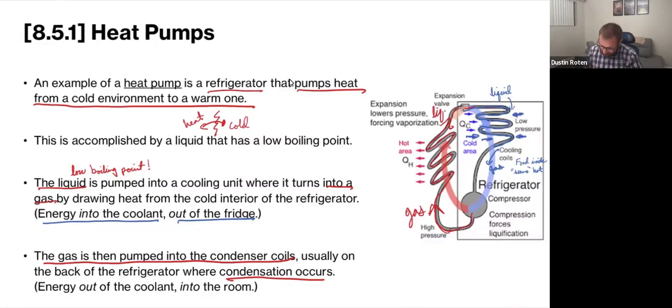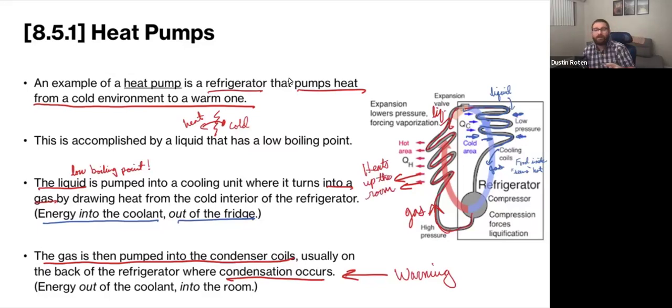So essentially what happens is, since condensation is a warming process, you remember that from last time, since condensation is a warming process, you actually get heat out of the refrigerator. So it heats up the room. So that's really wild. Essentially what you're doing is taking some sort of coolant and sucking out as much of the heat inside the refrigerator, and then you move it over with a gas and then just dump all that heat out into the room.